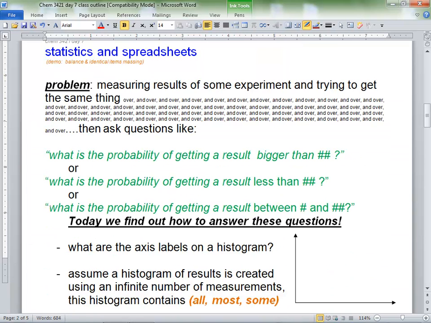What we're talking about is measuring results of some experiment and trying to get the same thing over and over and over and over, right? But it's very, very applicable. Think of Dasani's bottled water. The same bottle over and over and over, right? That's what they want. They don't want any variation in there at all. iPads, whatever. Pretty much every single commercial product is this. The normal distribution is what it's going to follow.